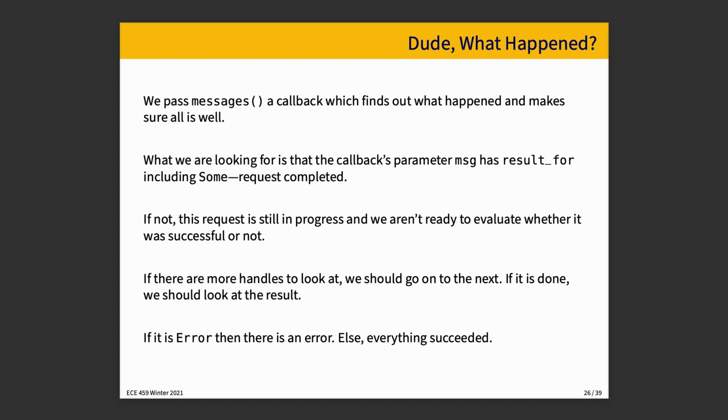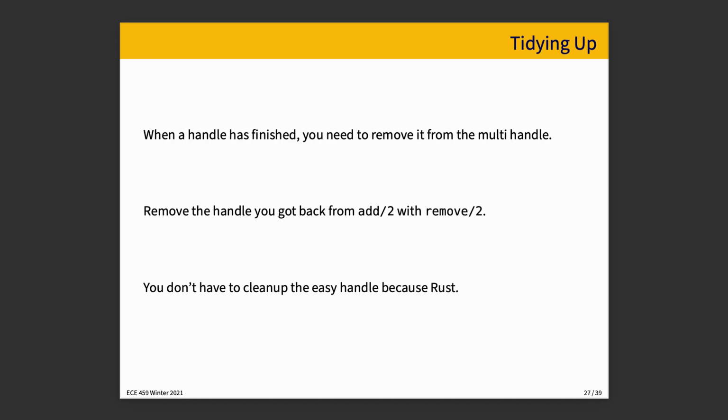If there are more handles to look at, we should go on to the next one. If it's done, we should look at a result, and obviously errors are reported with error. Otherwise, everything has succeeded. Now, when a handle has finished, you have to remove it from the multi-handle. When you check in on the status of one, you get back a reference to that easy handle, and you can just remove it using the remove or remove_to function, and it's Rust, so there isn't a specific cleanup function that you have to call. It's just when the easy handle goes out of scope, it will be dropped.